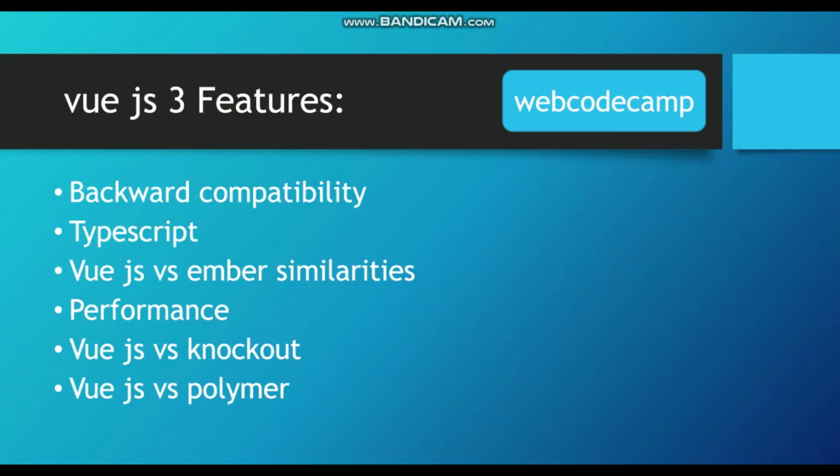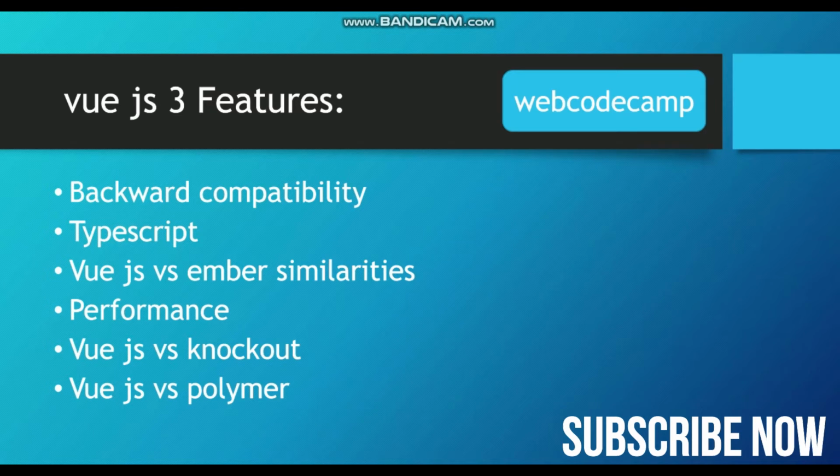Then Vue.js versus Ember similarities. Ember provides the Ember command line tool, Ember CLI, for easy installation and compiling of an Ember project. Vue.js also has a command line tool, Vue CLI, to start and build a project. They both have features such as route, template, and component, which makes them very rich UI frameworks. Then performance. Vue.js has better performance compared to Ember.